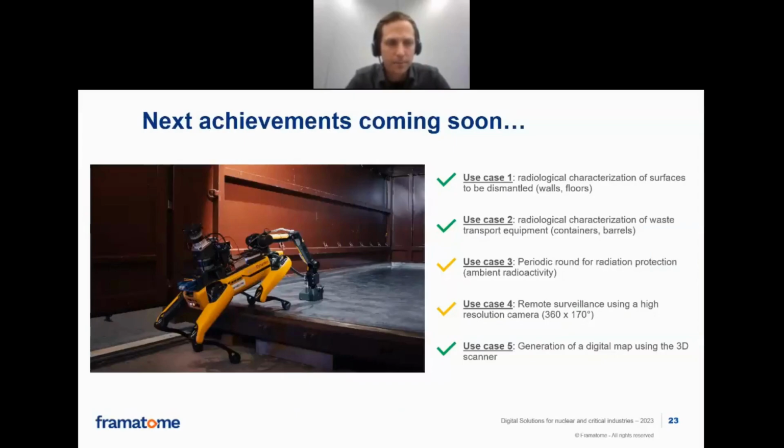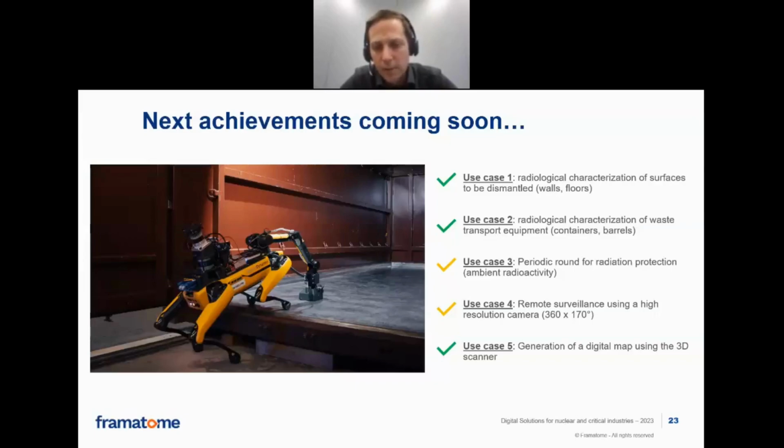And this is where we are at the moment. We have some use cases that are available, or very soon applicable, like the ones I showed you here: the radiological clearance, the clearance of transport equipment, or, like we addressed in the beginning, the clearance of walls, floors and ceilings.